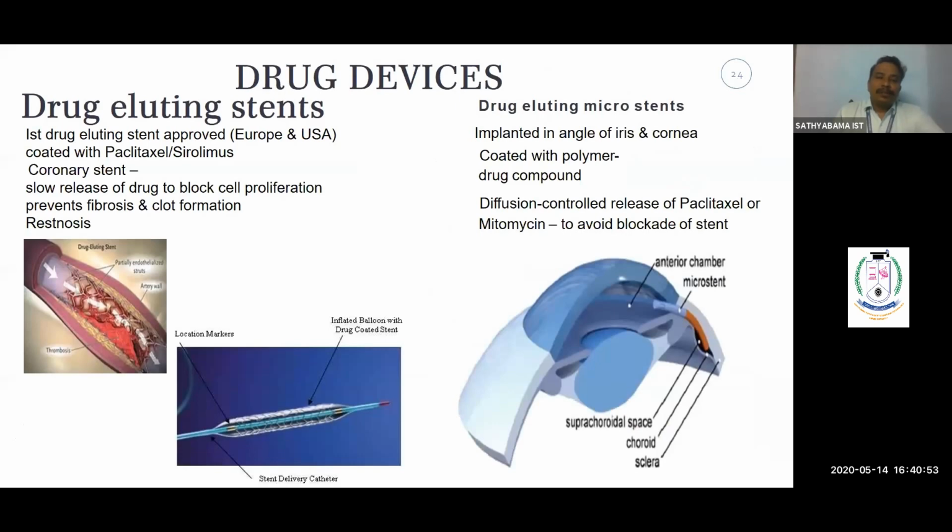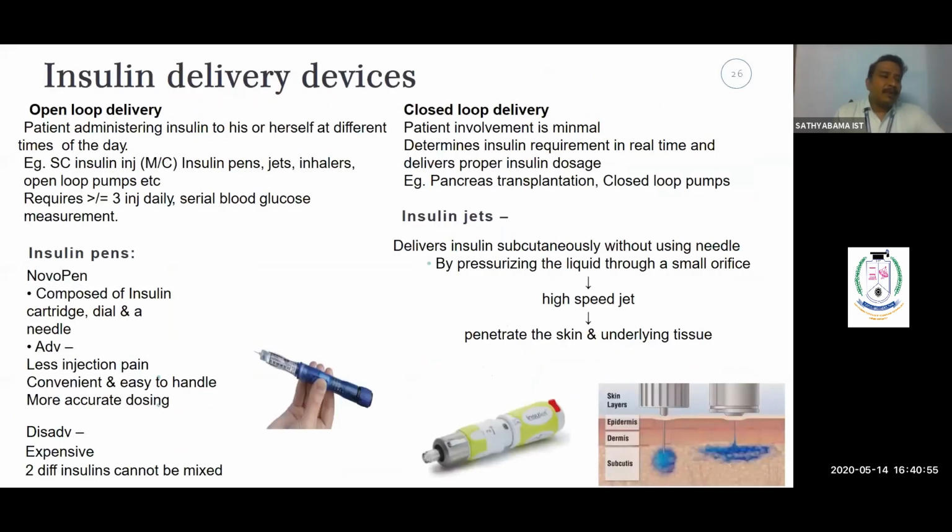Okay, so the next thing which we are going to see is about the insulin delivery devices. There are a lot of methods which have been used there. One is called open loop delivery methods, where we use the Novopens, which we commonly inject into the subcutaneous layers, or we also use insulin jets which pressurize the drug through a small orifice at high speed, which can penetrate into the underlying tissues so that the drug is present in the subcutaneous region.